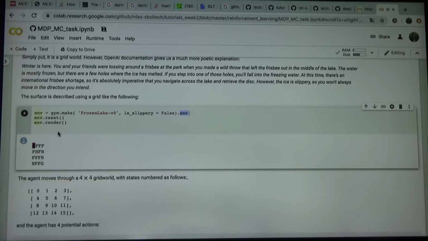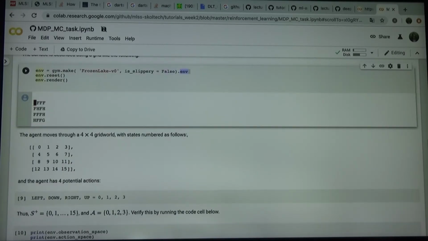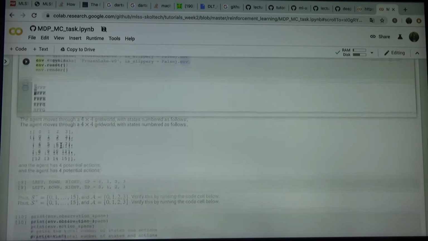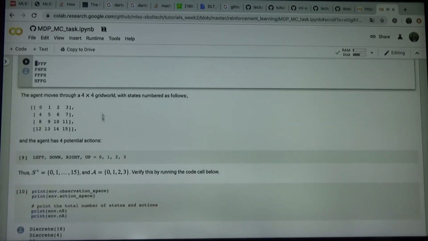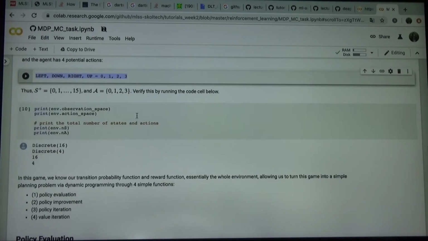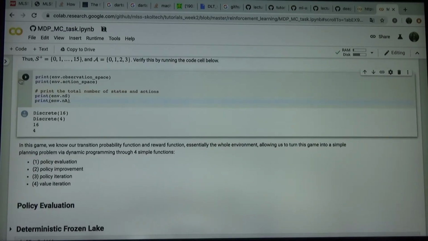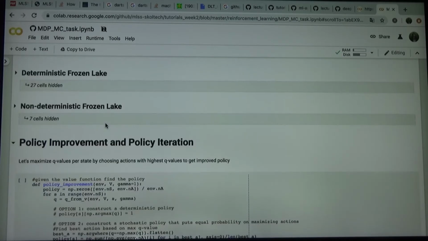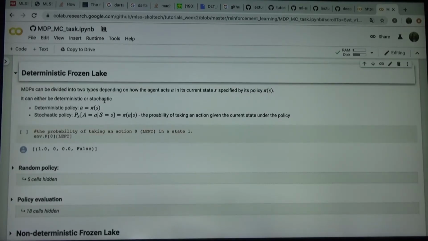Okay, so we run the environment, we render it, very pretty. We are in the starting state S. The states are encoded as a matrix, and the actions are encoded this way: left is 0, down is 1, and so on. The number of states, I haven't lied to you, is 16, and the number of actions is 4. So let's try to do something about it.